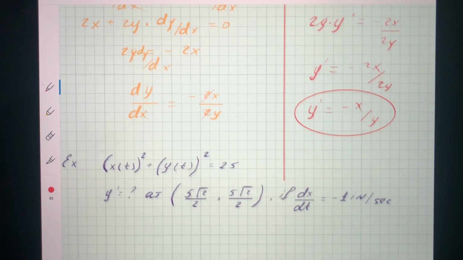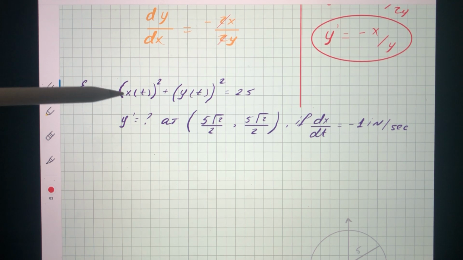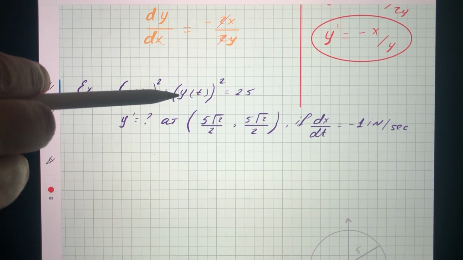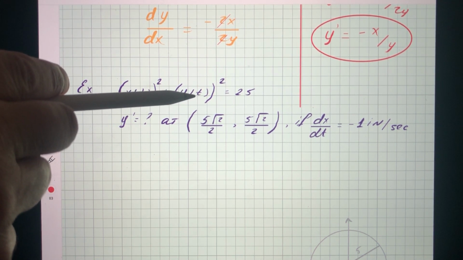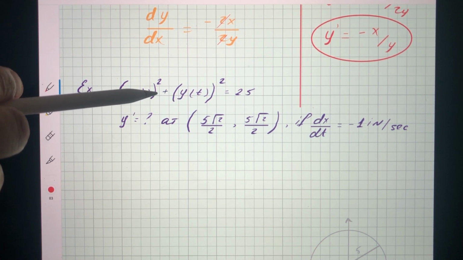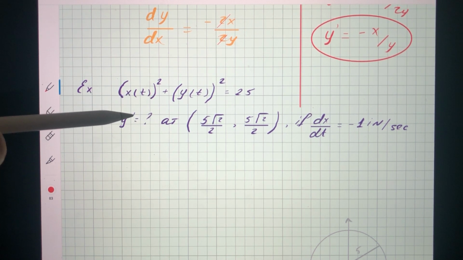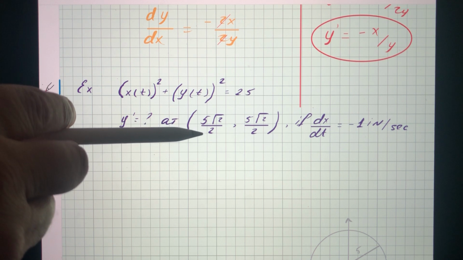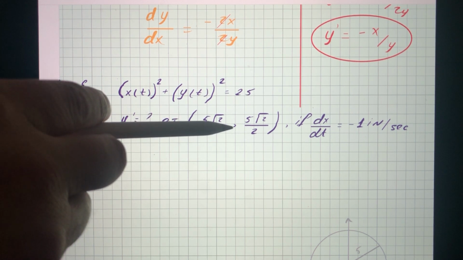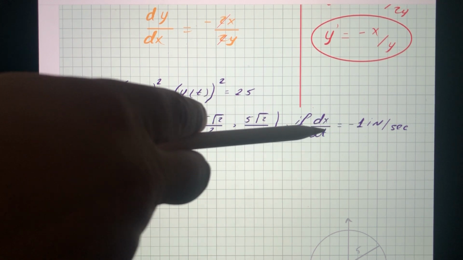Now sometimes the variables depend on different variables. So this x actually depends on the time. Excuse me, and this y depends on the time. So we have 2 points, x and y, that actually move in space. And the question is, find the derivative of y when the point is located at (5 square root of 2 over 2, 5 square root of 2 over 2), if dx/dt is negative 1 inch per second.